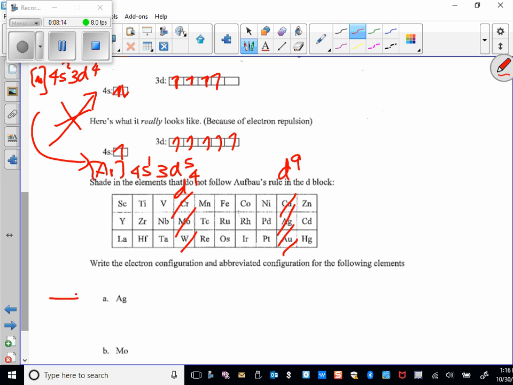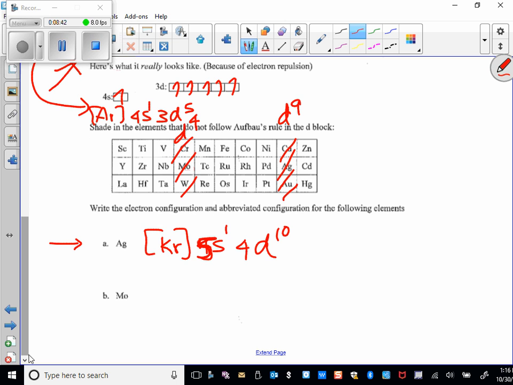Now, silver, what will be the electron configuration for silver? Silver will be krypton 5s1 4d10. That will be silver. Does it make sense? And then molybdenum will be krypton 5s1 4d5. Do we understand?